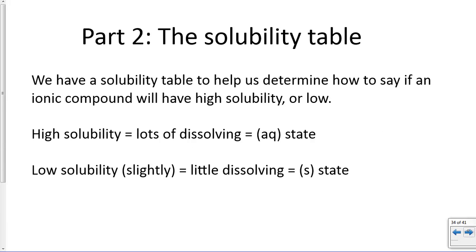We have a solubility table that will help us determine what to say if an ionic compound has high solubility or low solubility. Now, when we say high solubility, that means there's lots of dissolving happening. So what we imply there is the aqueous state. And again, you guys remember doing this when we started to write out the formulas initially in this unit. Now, when we see on our solubility table low solubility, that implies the solid state because there's a little bit of dissolving happening. Okay, so they can't really say no solubility because, as Mr. McLeod mentioned, there's still a little dissolving happening.